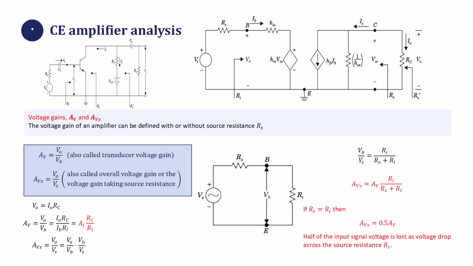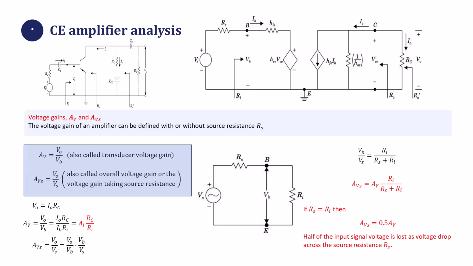Now, the voltage gains. AV is the ratio VO over VB, and AVS is the overall gain VO over VS, which includes the effect of the source resistance Rs. Since VO equals IO times RC and IO over IB is AI, we get AV equals AI times RC over Ri. For AVS, we bring in a voltage divider between Rs and Ri at the input. VB over VS equals Ri over the sum of Rs and Ri, and combine it with AV to get AVS equals AV times Ri divided by Rs plus Ri.